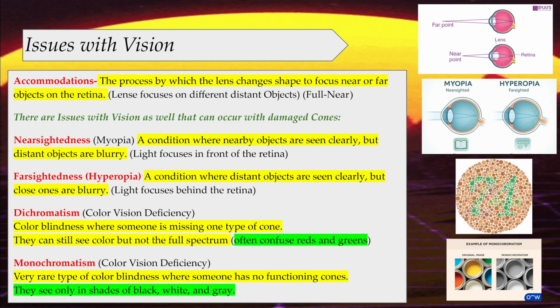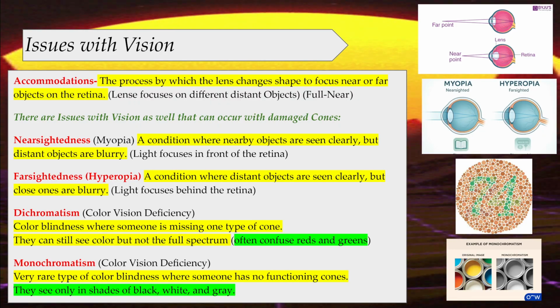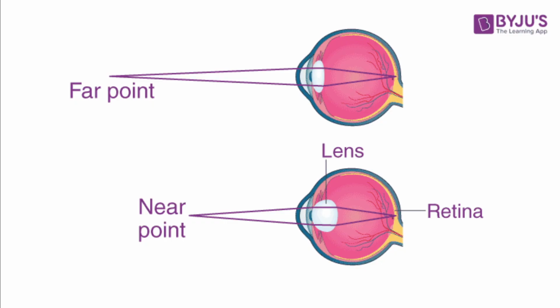And then there's two types of color vision deficiencies we want to talk about. One is dichromatism. This is the idea that we're missing one of our three cones in the eye, which means we can see most colors, but we have issues with reds and greens. These two colors kind of cause us difficulties, and we might get them mixed up pretty often. Now, monochromatism is a color vision deficiency where we cannot see any color. Everything is monochromatic. It is black, gray, and white shades.